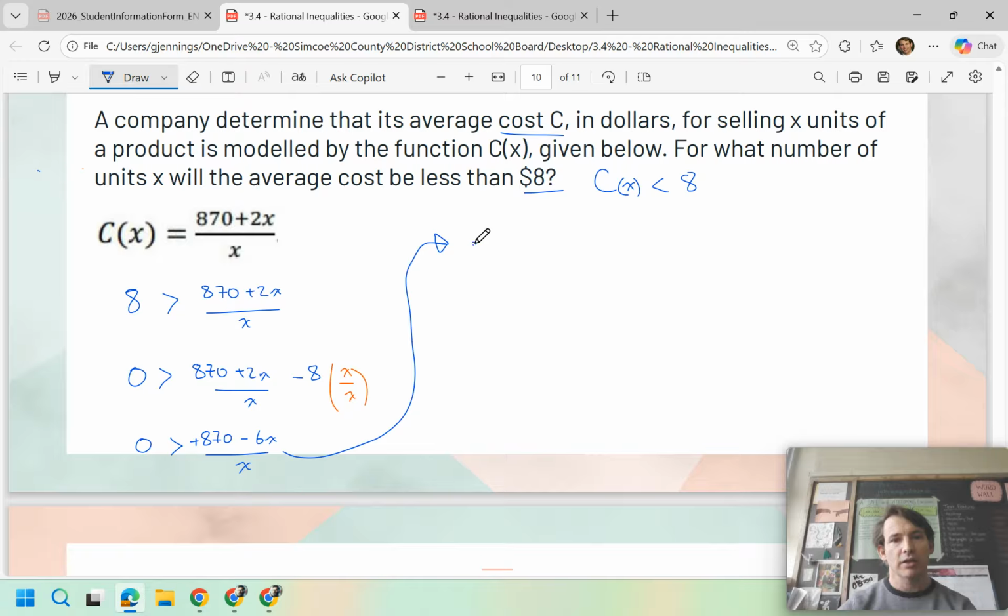Yeah. Good. So if we factor out a negative 6, let's actually write it in 2 steps so that those following along can understand what you're doing. 0 is greater than negative 6x plus 870, over x. I would write it in standard form too, so I like that. And then let's factorize. So is 6 a factor of 870? How can you tell if 870 is divisible by 6?